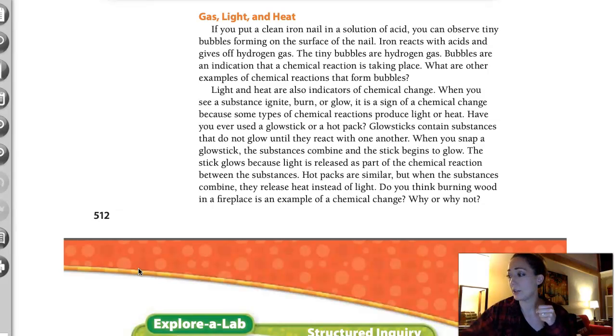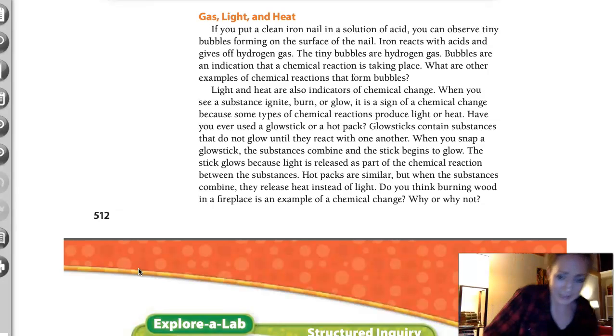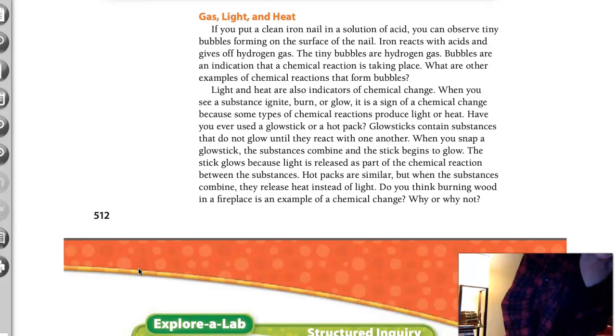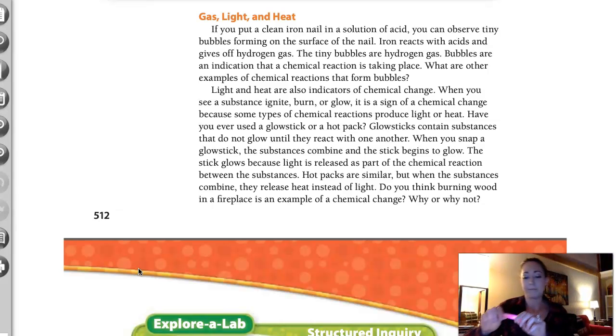When you snap a glow stick, hey look, I got one. When I snap, wow, it's really hard to snap. When you snap the glow stick, oh, got it. Woohoo! When you snap a glow stick, the substances combine and the stick begins to glow.